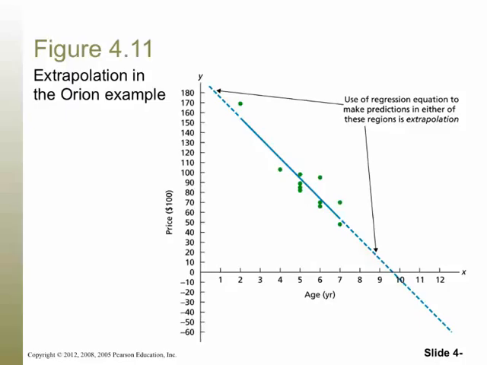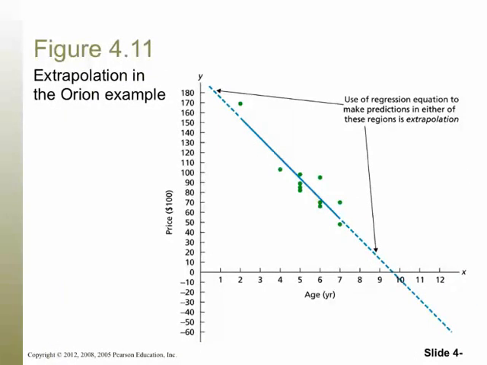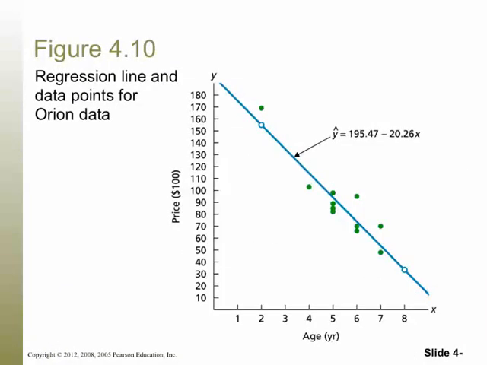Okay, and then we talked before. All right, so here's the equation of the line. The equation of the line is 195.47 minus 20.26x, in hundreds of dollars. Basically this is what we'd use to predict.